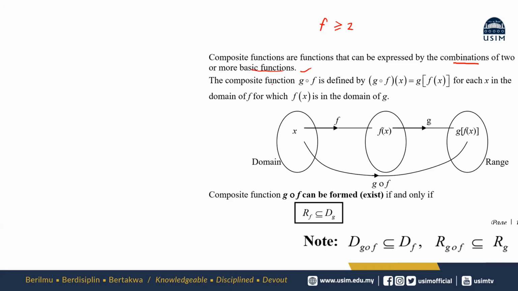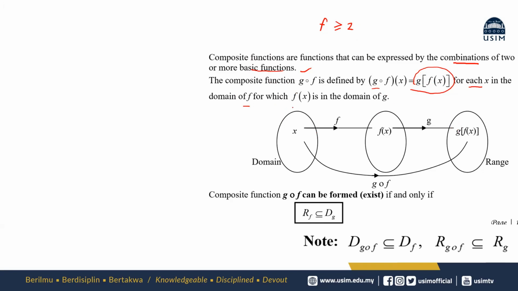The composite function G compose F is defined by G of f of x, for each x in the domain of F for which f of x is in the domain of G. When we say G of f of x, what should you do? You have to do f of x first, then you do G.